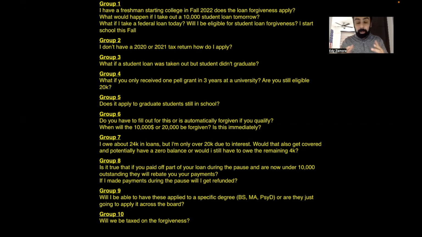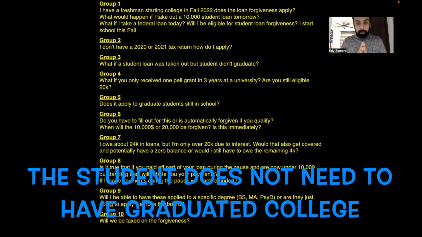And then group number 3 questions, a lot of them I got in here. By the way, this is not in any specific order. What if a student loan was taken out by the student, but they didn't graduate? This is the way it works, guys. Whether you're a current student, a graduate student, or a student who went to college and established a loan but never graduated, you are all in the mix for student loan forgiveness if you meet the criteria required by the U.S. Department of Education. So if you didn't finish college, not a problem. You're still eligible for federal student loan forgiveness.